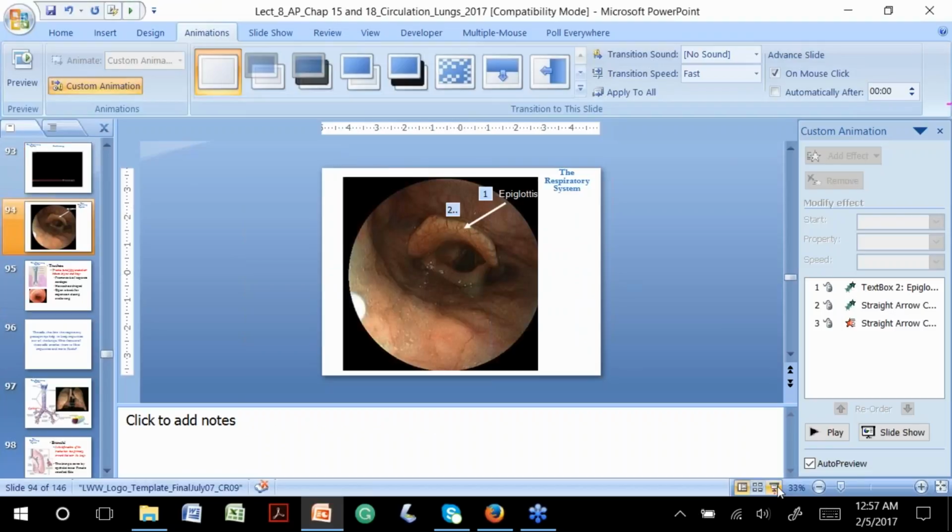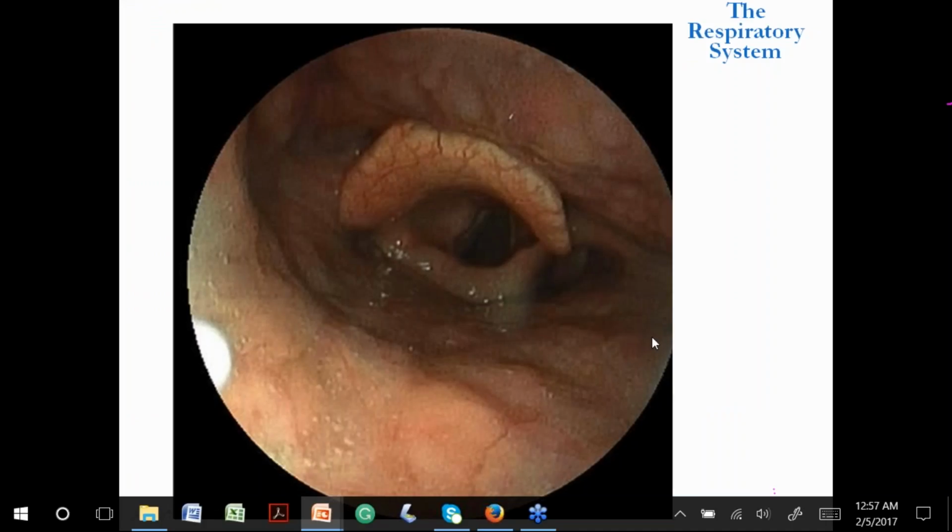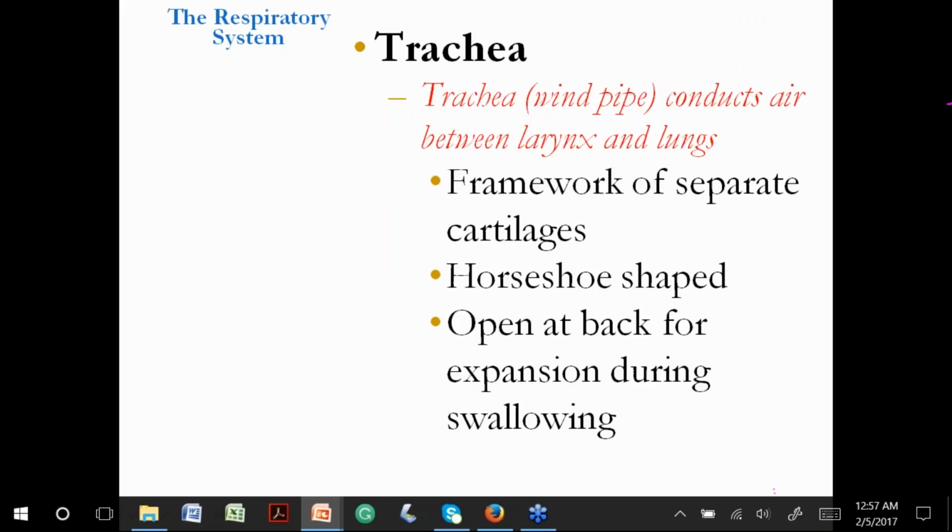So here we have another picture. What is that? That is the epiglottis, right? Where is that? That is the epiglottis. So the epiglottis, and can you see these one and two lines? Those are the vocal cords. Okay. All right. So let's keep it going.